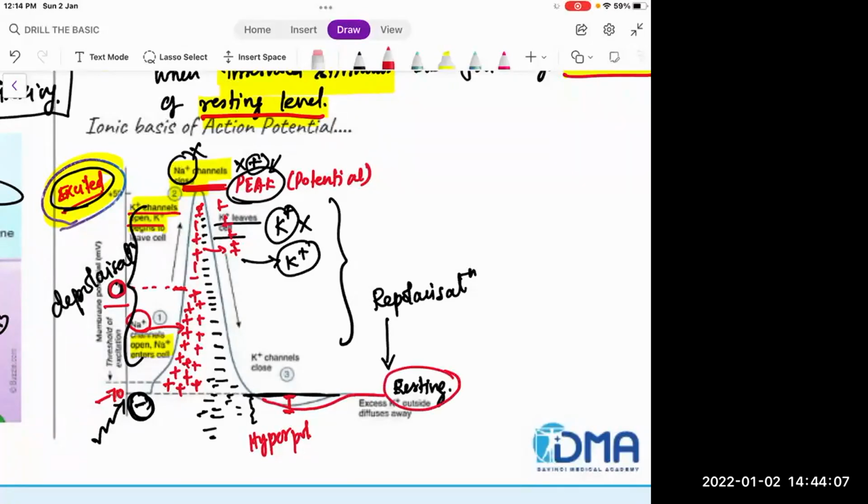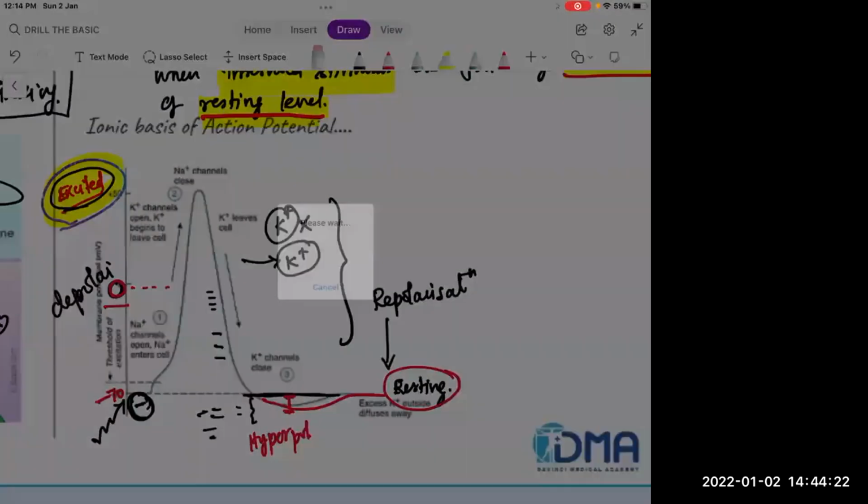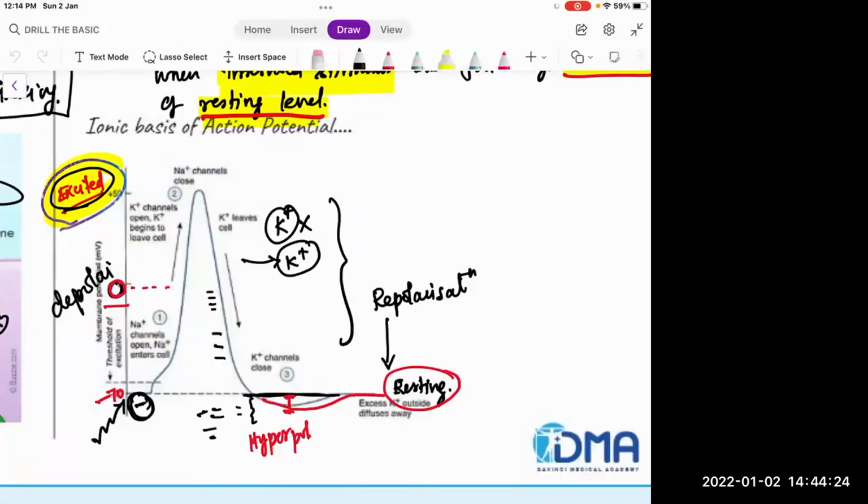Okay, so this is what is called the action potential. Remember, where is the opening of sodium channels, where is the opening of potassium channels, where is the closure of sodium channels, and where is the closure of potassium channels. Okay, so this is what you have to remember. Okay, so depolarized, repolarized, hyperpolarized, and the excited state.